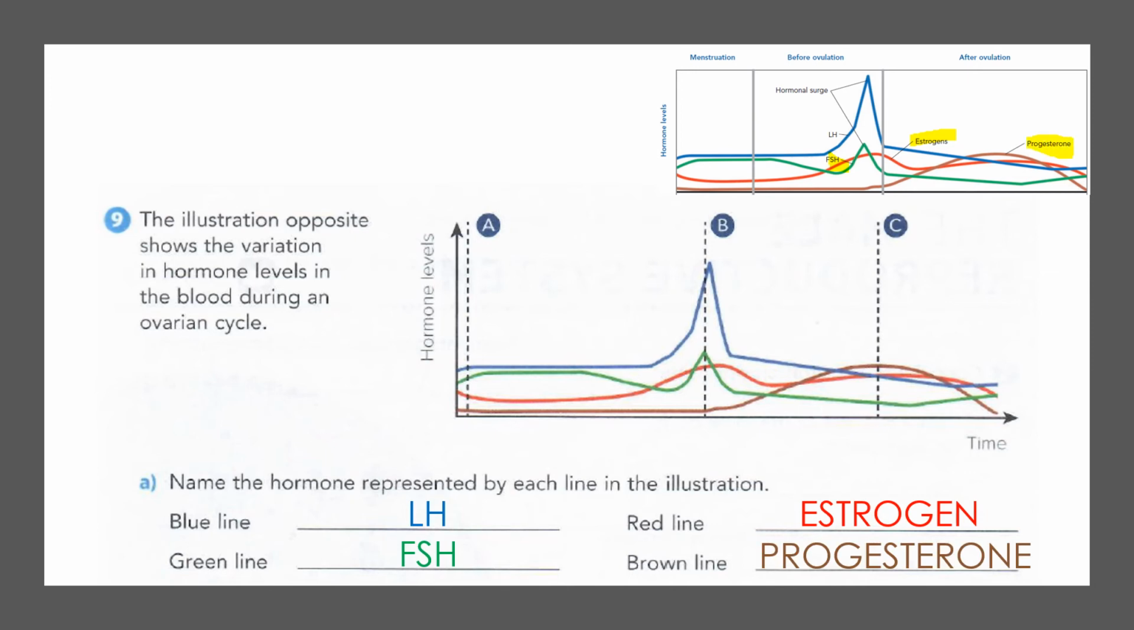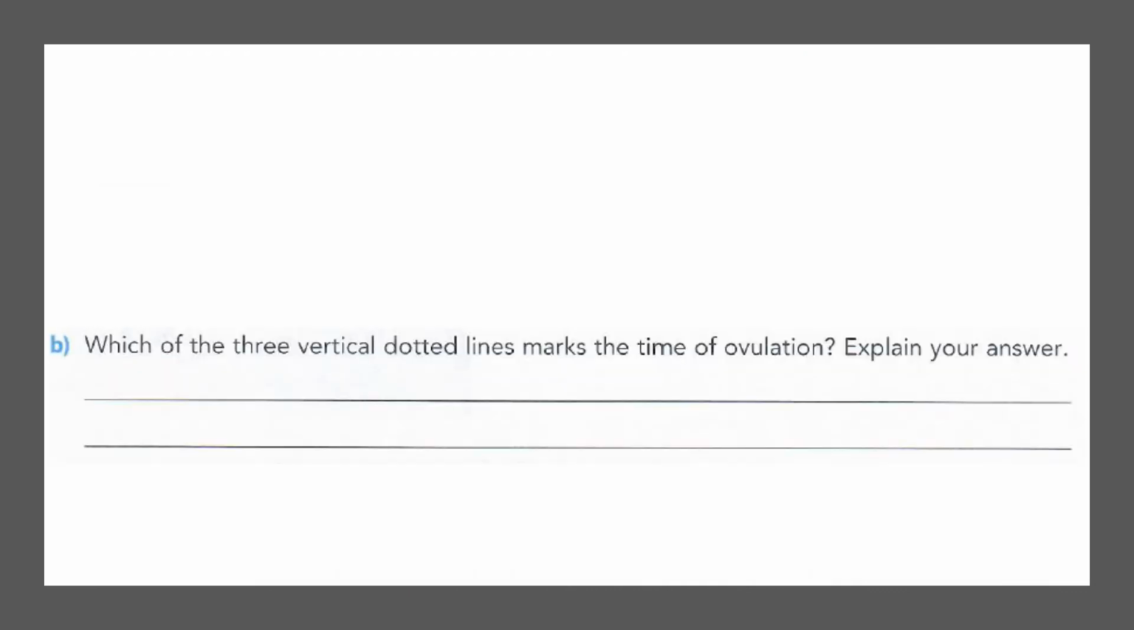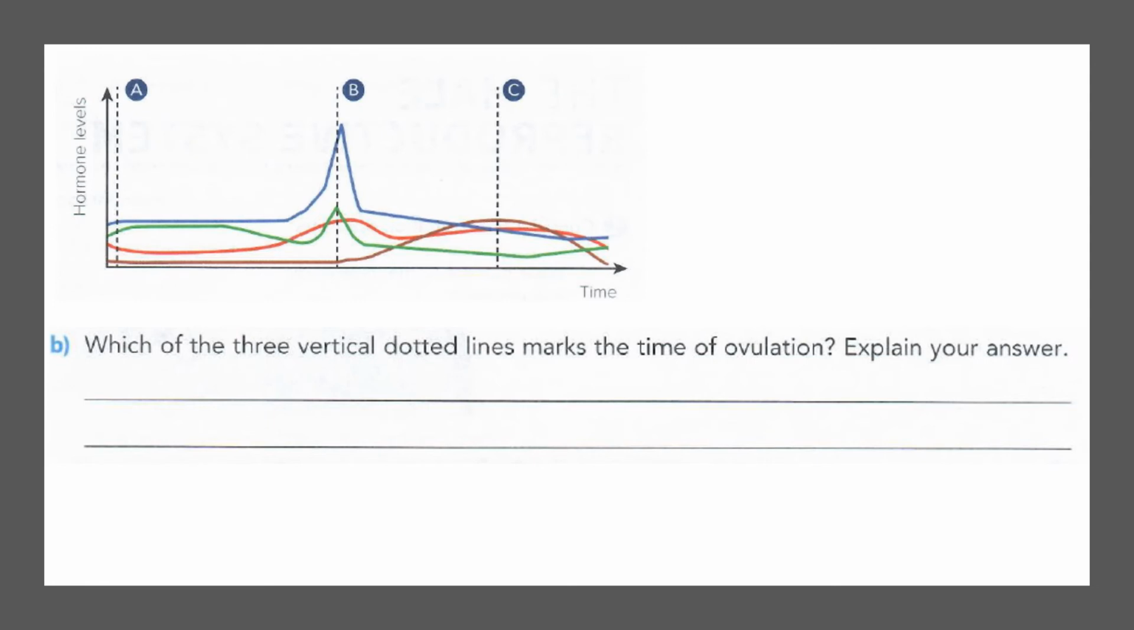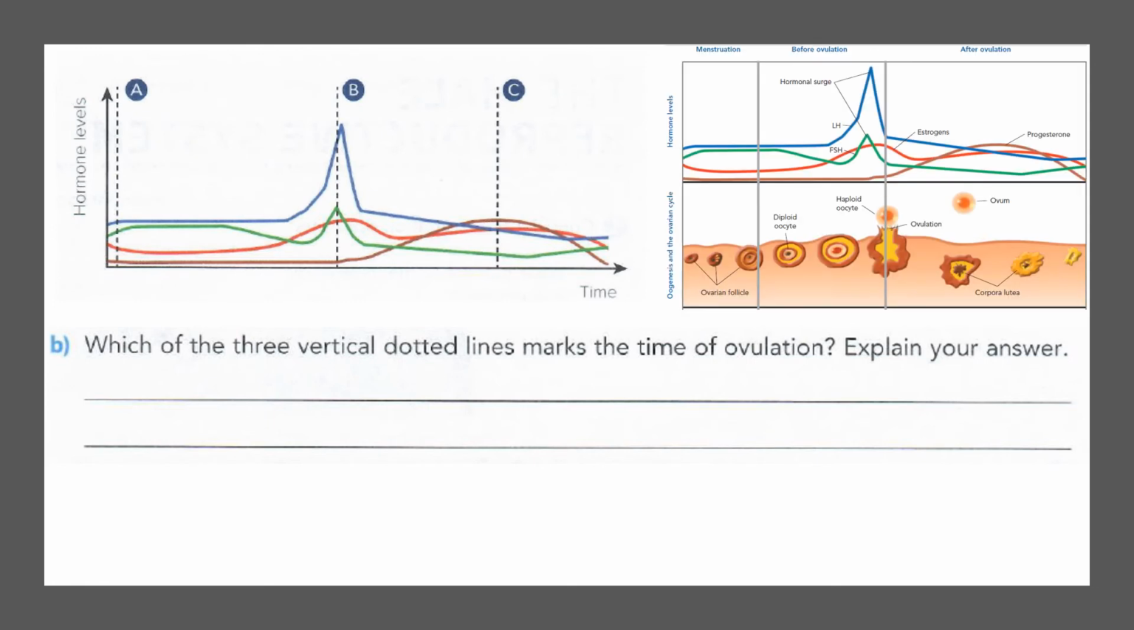Okay? I don't want you to know this by heart. Just understand how to read this graph. Okay? That's it. I just look in the graph and compare. But the same question, which of the 3 vertical dot lines marks the time of ovulation? So we need to check this graph together with the ovarian cycle, okay? Because this is related. So which of the 3 vertical dot lines mark the time of ovulation? So let's check in the graph here.